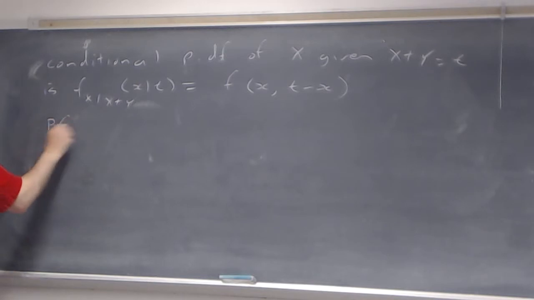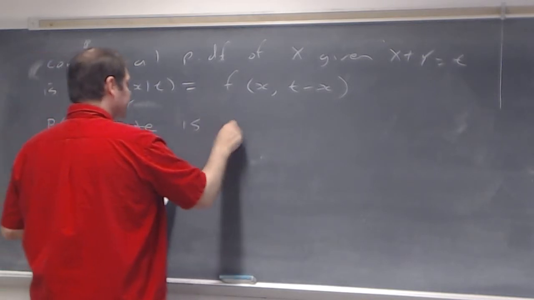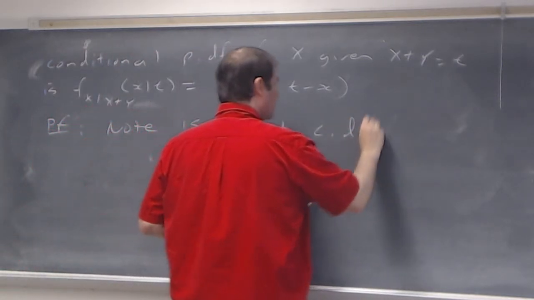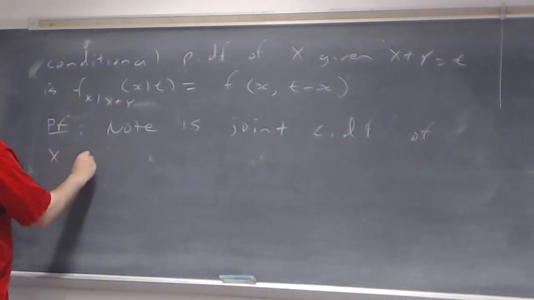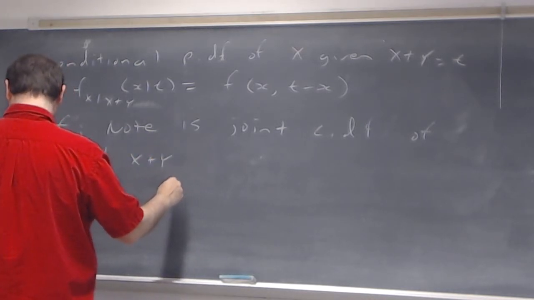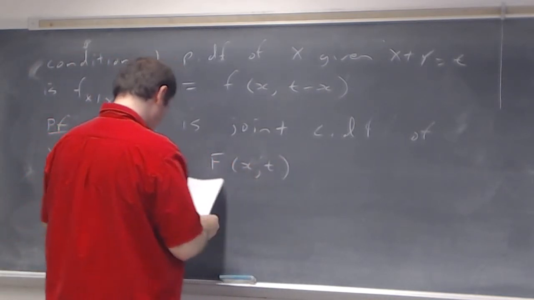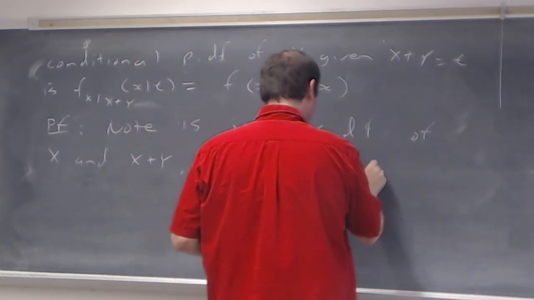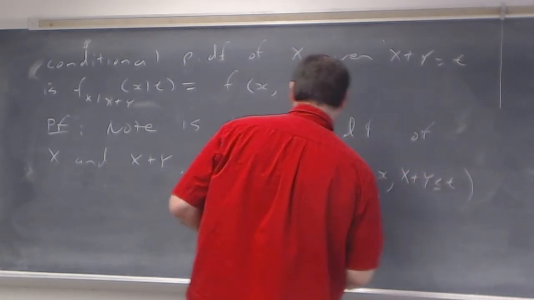Okay, now let's do a proof of this. The first thing I want to note is the joint CDF of x and x plus y is f of x comma t, which is equal to the probability that x is less than or equal to x and x plus y is less than or equal to t.